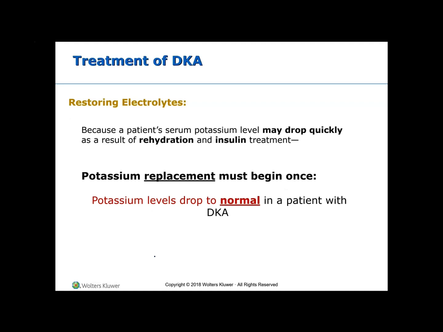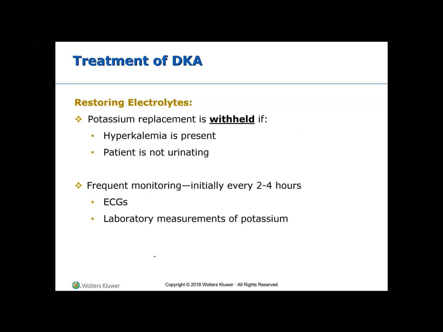Potassium replacement must begin right away. Most times you'll have fluids running with electrolytes in them, including potassium, to help balance out the losses. Potassium replacement is withheld if hyperkalemia is present, right? And if the patient is not urinating, because if they're not urinating, they're not voiding out the potassium they have. If hyperkalemia is present, you don't want to give them more. So it still requires monitoring. You're still going to be monitoring frequent ECGs and laboratory measurements of potassium.